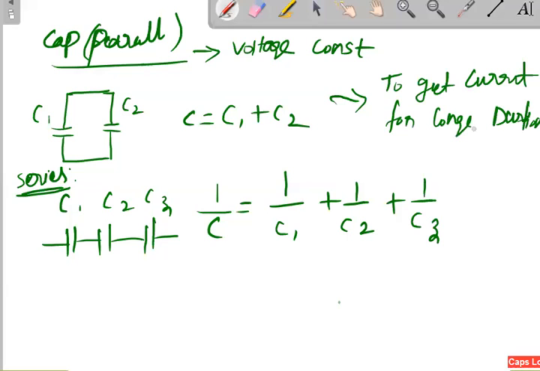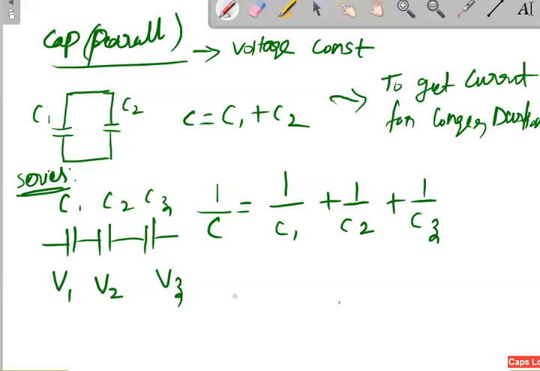And when should we go for series combination? In series combination, what is constant? Current is constant. Definitely C1 will have some voltage, and the others will have some other voltage. When should we go for series combination? When you need a larger voltage, say for example 100 volt, but you are not having a 100 volt capacitor. You are having a 10 volt capacitor, then you can go for series combination.